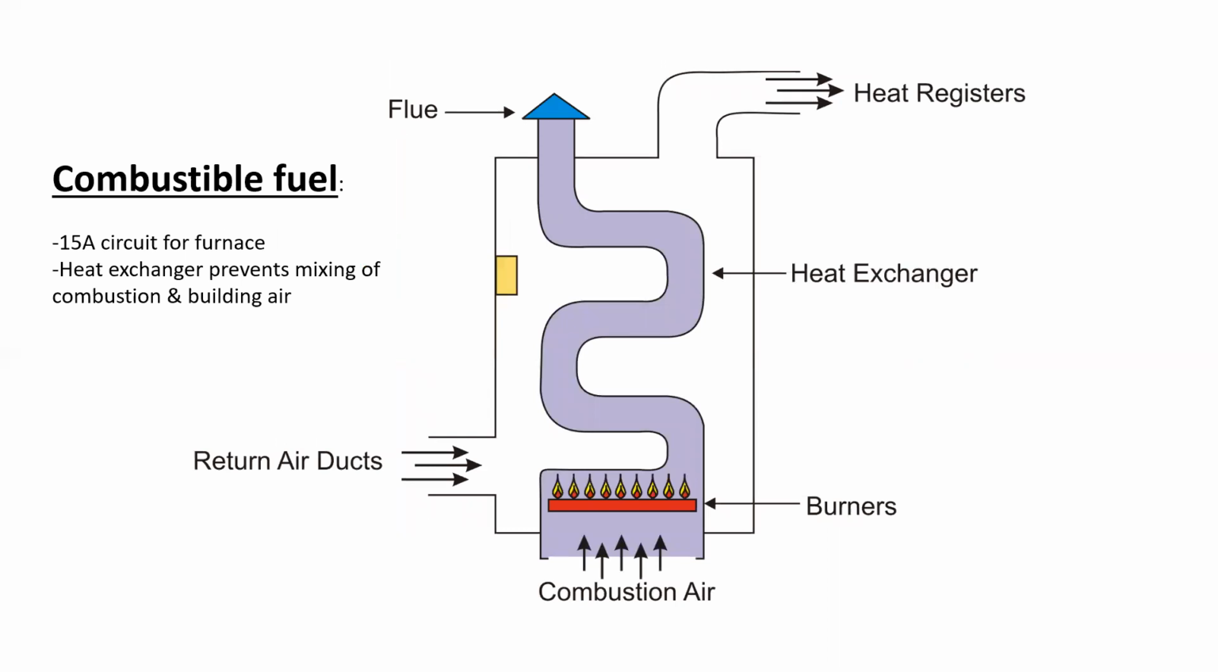Combustible fuel, like natural gas, propane, and heating oil, will use something called a heat exchanger. The heat exchanger is an enclosed metal tube or chamber that allows the flame and combustion gases to flow inside. It is completely separate from the building air, which then comes into contact with the surface of the heat exchanger, and heat is then transferred to the air and it moves further into the building. Typically, for this type of heating system, we only need a 15 amp circuit. The heat exchanger always prevents the mixing of combustion and building air.